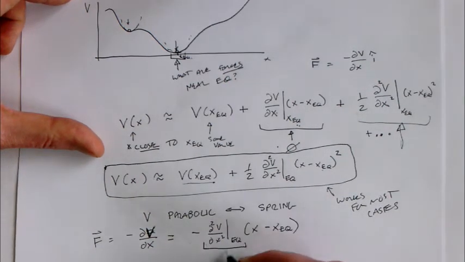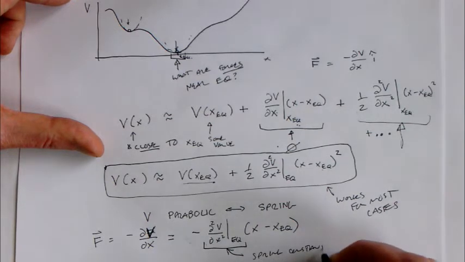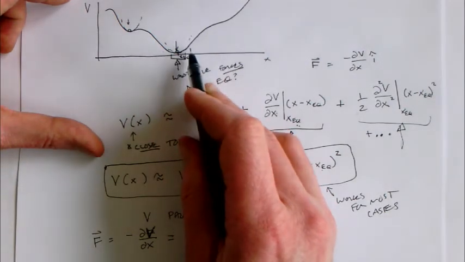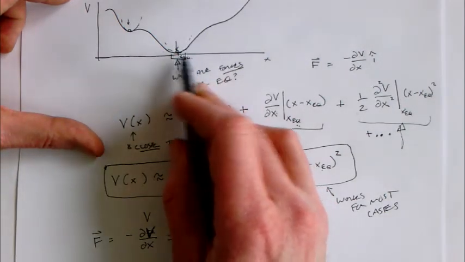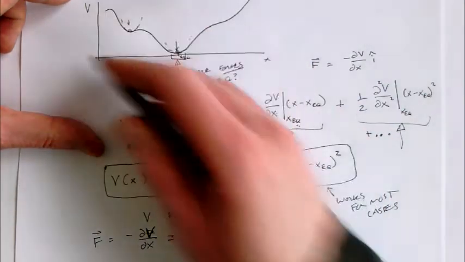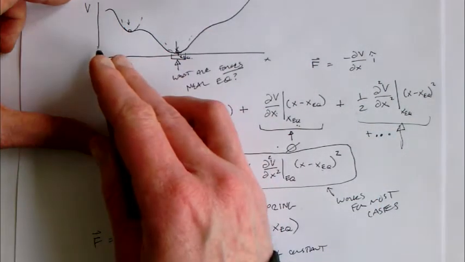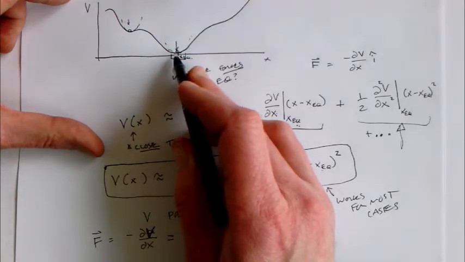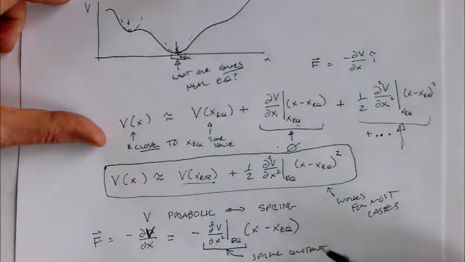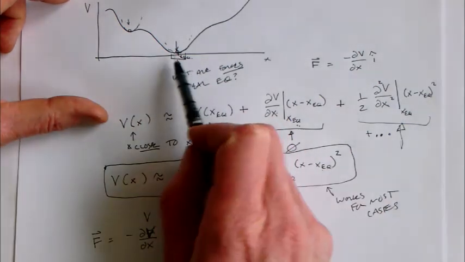So the effective spring constant here is what the curvature of the potential energy is. And so when you think about some system being at equilibrium, you should almost always be able to draw a potential energy plot. And then when you look at that potential energy plot, how much curvature there is tells you how strong the spring is that keeps the system in equilibrium.